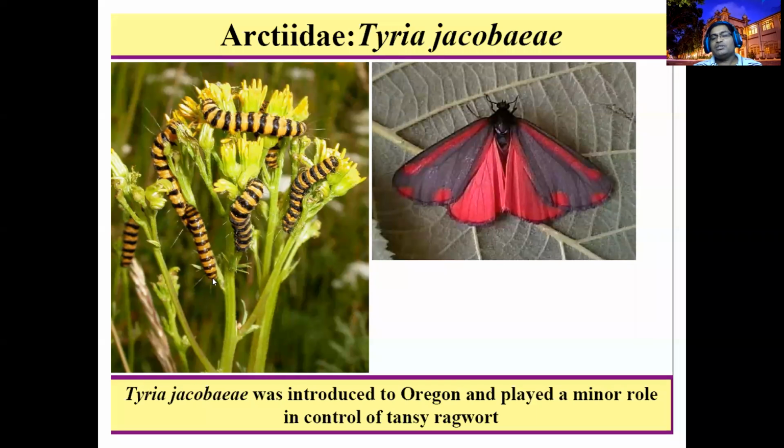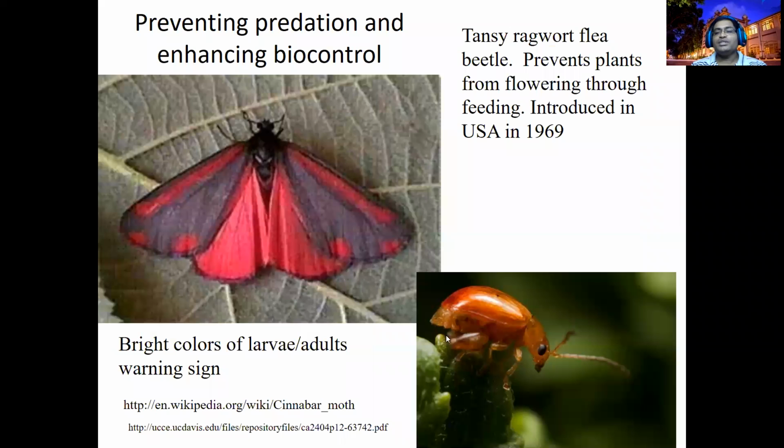Again, they introduced in the US, in Oregon State, Tyria species to control tansy ragwort. We will say beetles also they introduce nowadays for tansy. These two.